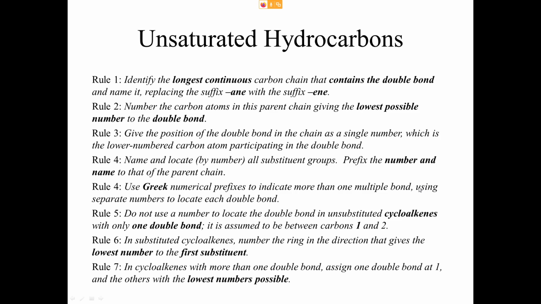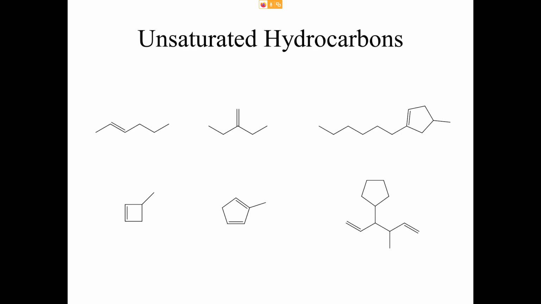It's easier to learn by looking at examples. So here's a bunch of examples. Okay, the top left one, let's try that first. There's no ring here, but there is a double bond. So I want to find the longest continuous chain that must include the carbons of that double bond. That's fairly easy for this one because it's all the carbons. So what's the parent name for this one on the top left? Hexene.